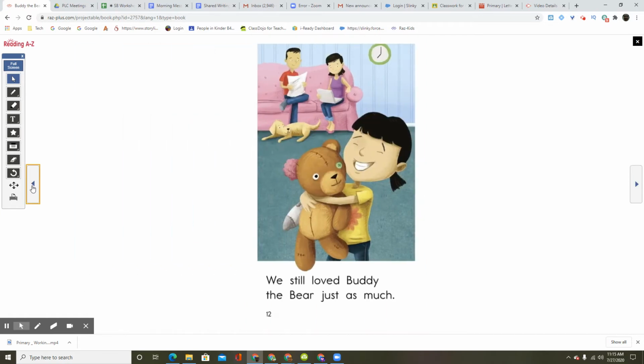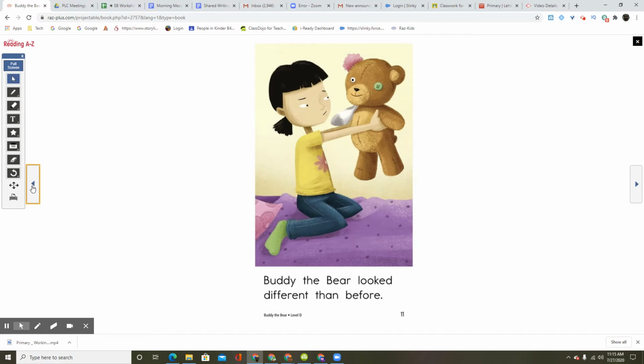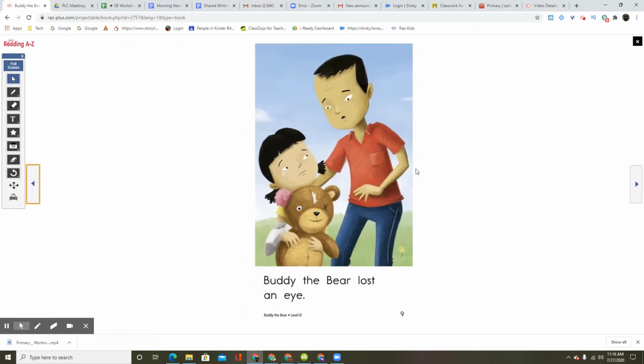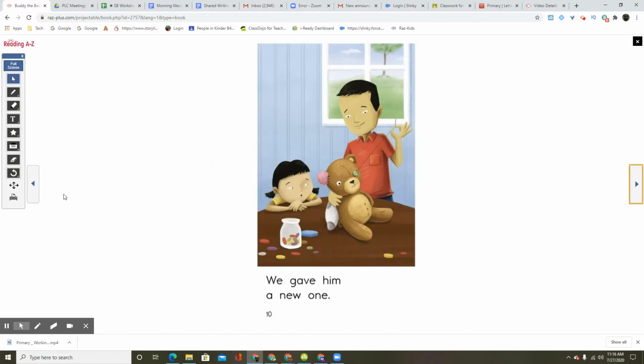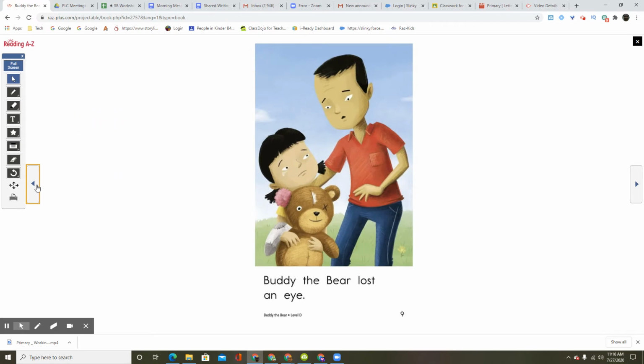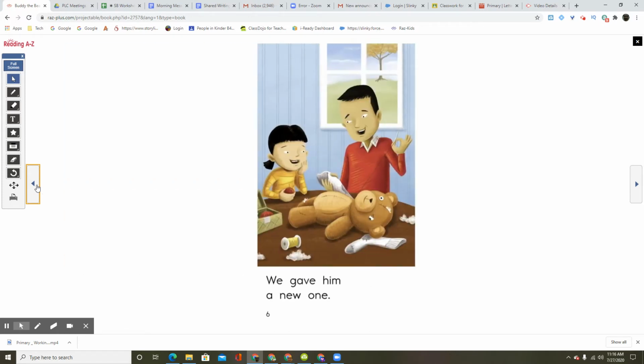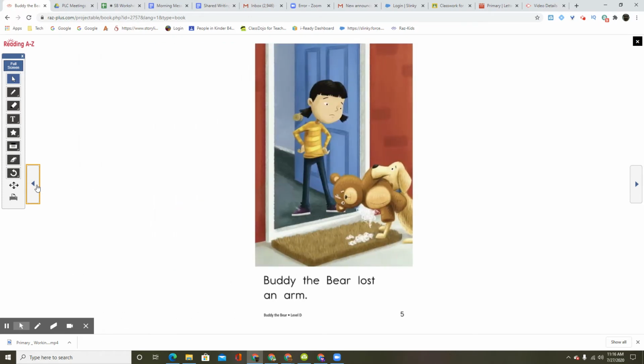All right, you need to say to somebody in your household, "My favorite part is, we still loved Buddy the Bear." "My favorite part is, Buddy the Bear looked different." "My favorite part is, we gave Buddy a new eye." "My favorite part is, we gave Buddy a new ear." "My favorite part is, we gave Buddy a new arm." All right. Five seconds, share to somebody in the household, my favorite part is. Ready, go.